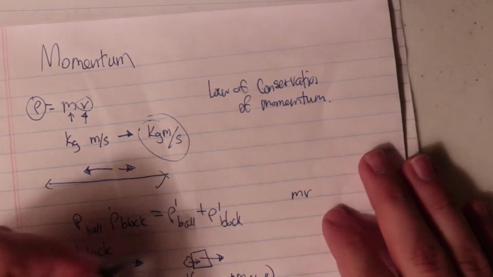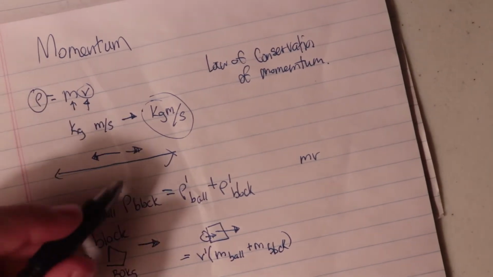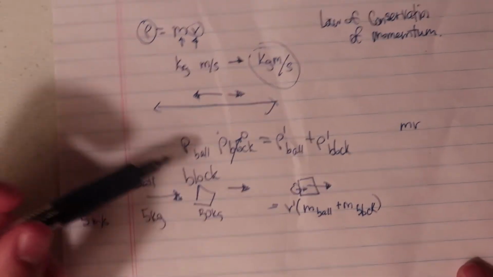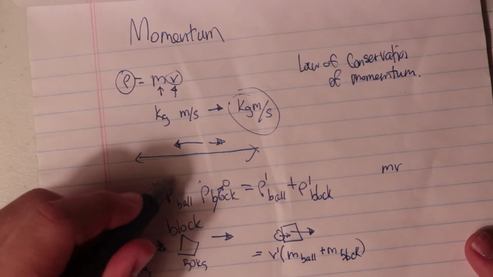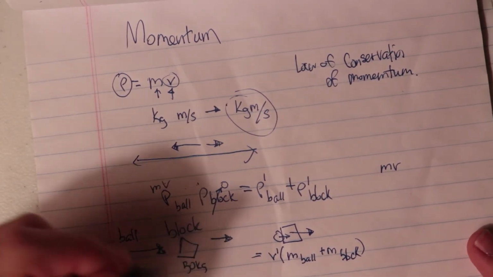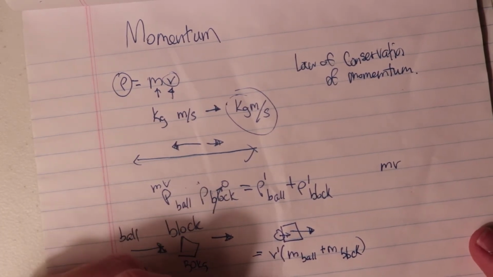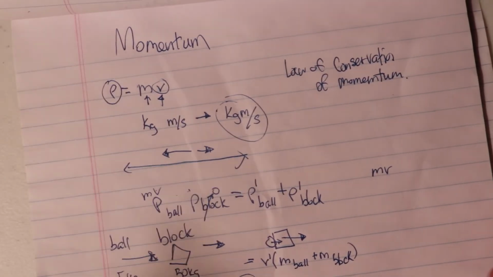And that's going to equal the mass times velocity of the block, which is going to be 0 because the block is not moving, and then the momentum of the ball, which is the mass times the velocity of the ball. So the mass times the velocity of the ball over the mass of the ball plus the mass of the block is going to equal the velocity that they're moving at afterwards.